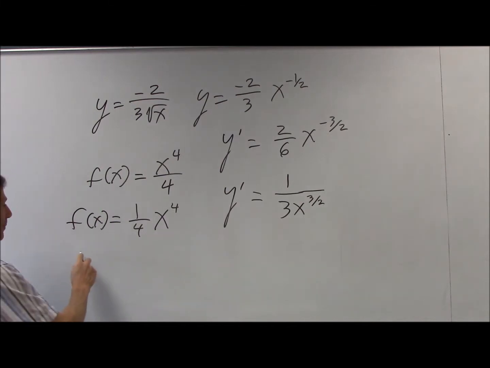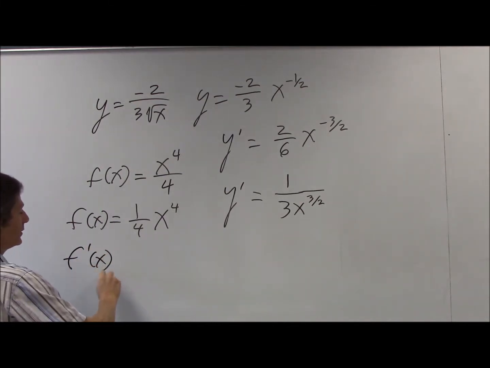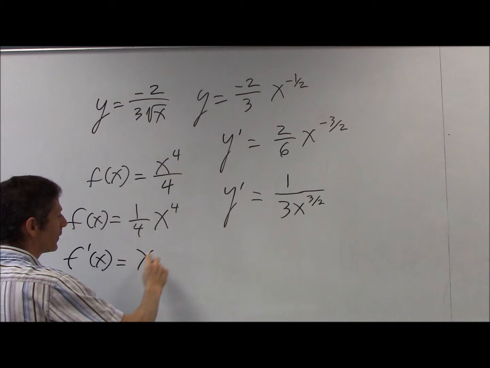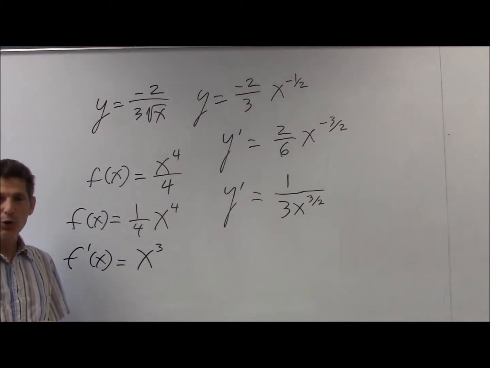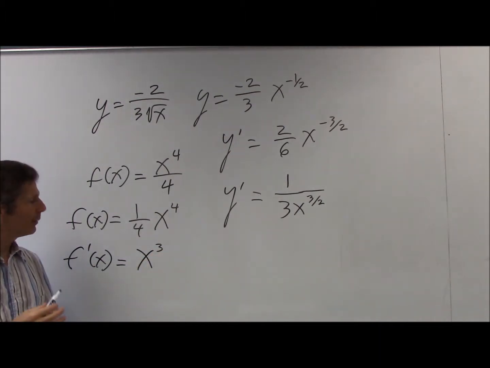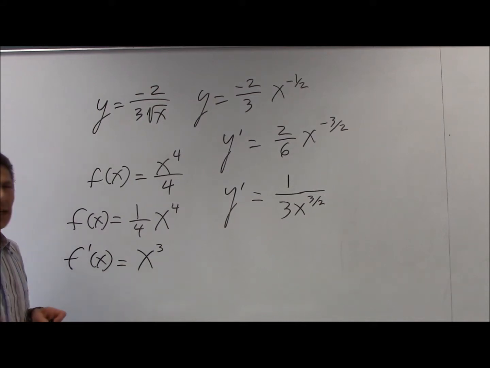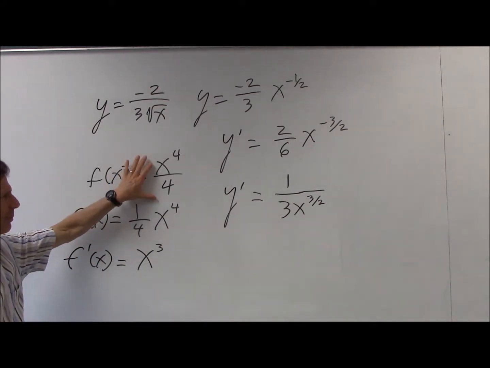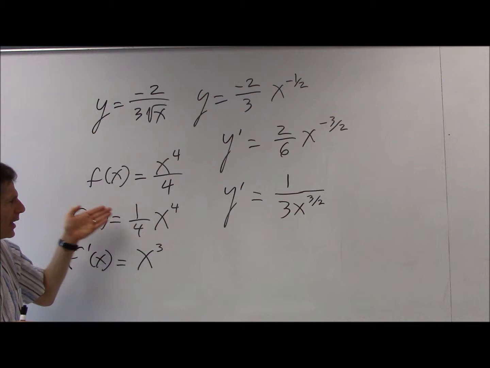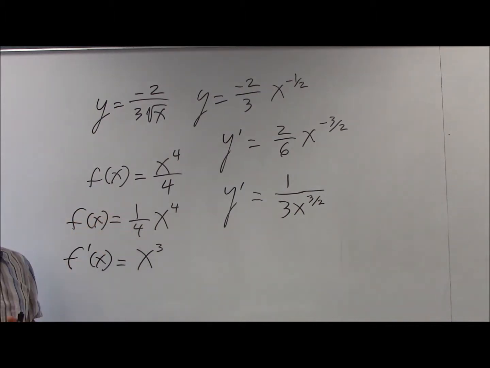f prime of x equals 1x cubed. Am I done? You're done! Oh my gosh, that was so easy. It is so easy, but sometimes something about this messes students up. I think if you rewrite it like this, you can't go wrong. And that is it.